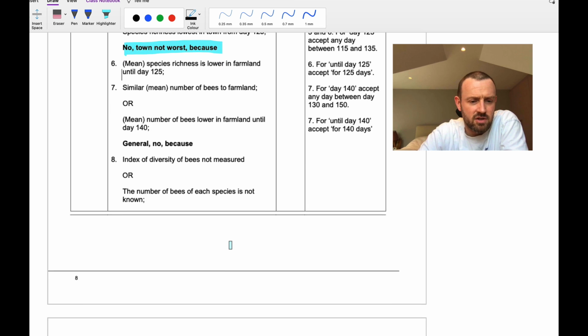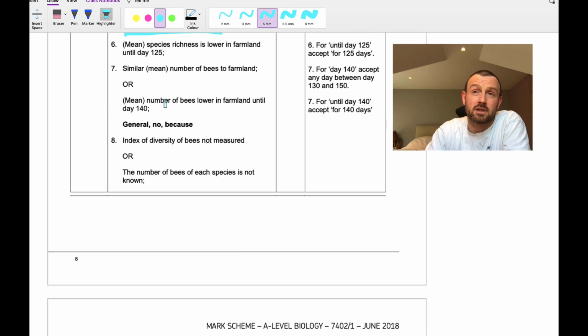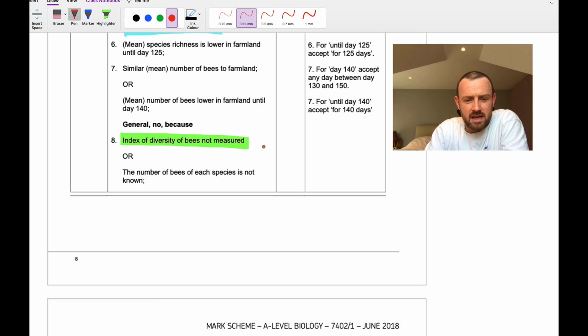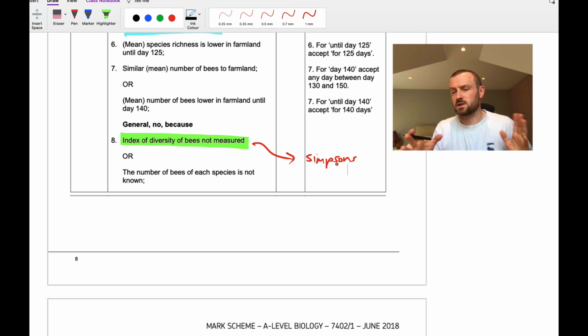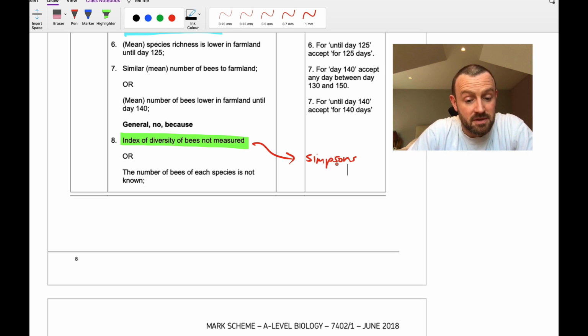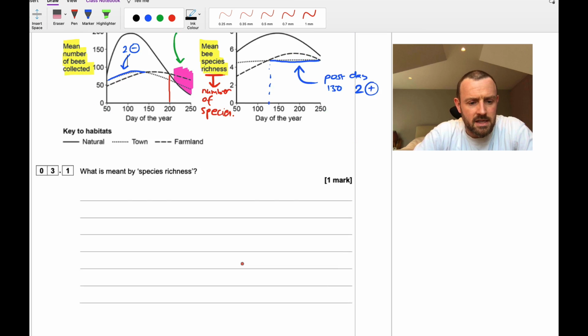Interesting general stuff here. Generally no, because we actually just looked at species richness, but we didn't measure an index of biodiversity. So something like Simpson's index, that takes into account two different things: species richness and also species evenness, which is how even the different species are. You could have 10 species, but almost all of the bees are just one species and the others are very few. That would be an uneven distribution across the different species. Species evenness means there's about the same number, more or less, of each of the different species. And Simpson's diversity index takes that into account. Okay, let's keep going.